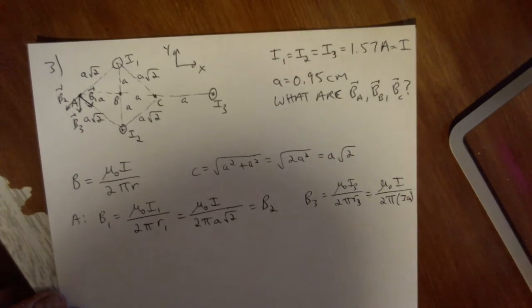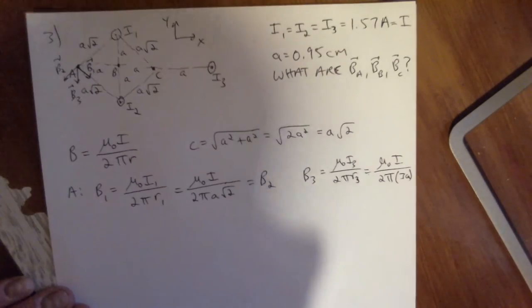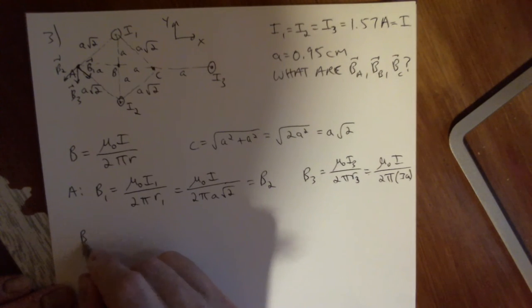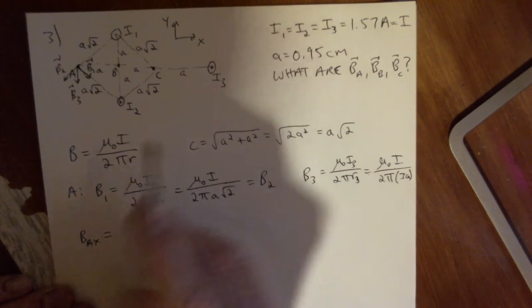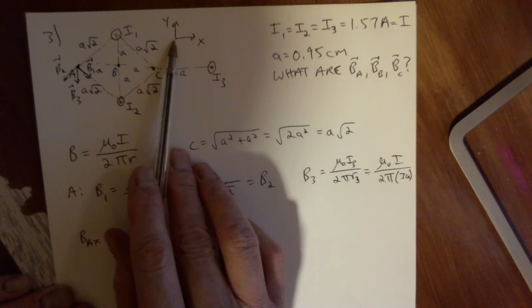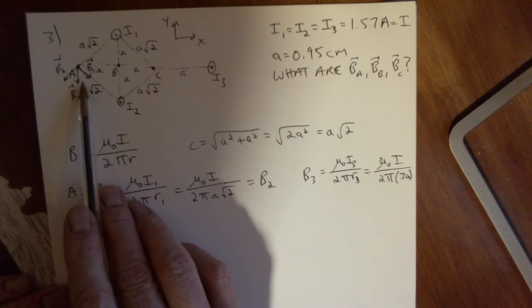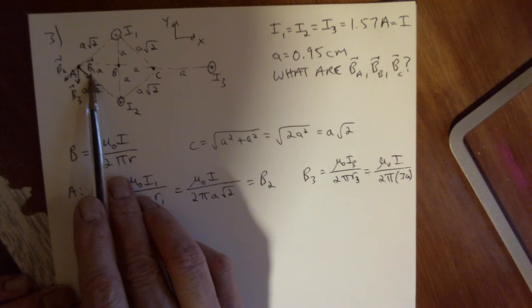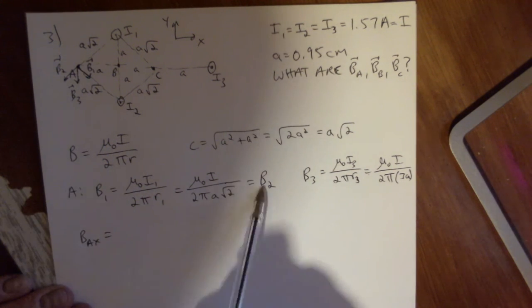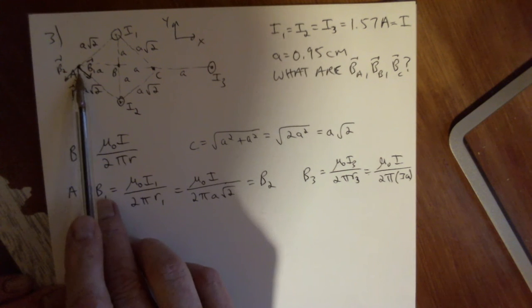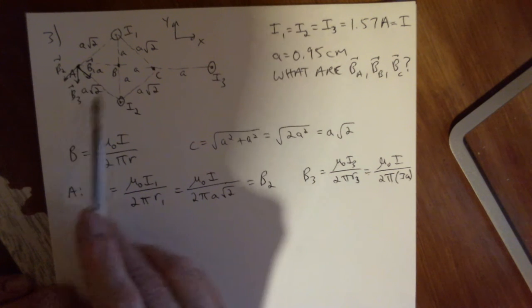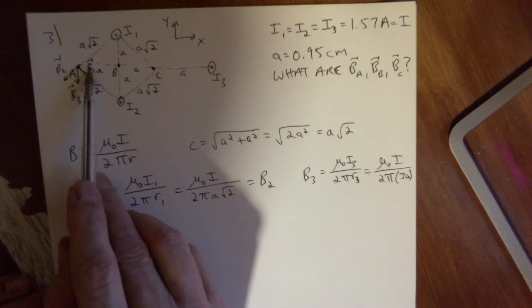Okay. Now, we need to find the sum of these 3 vectors. So the x component of that sum is easy. I chose x to be to the right and y to be up. So the x component of B1 is minus the x component of B2, because B1 and B2 have the same magnitude and they're at the same angle with respect to the x direction, right?